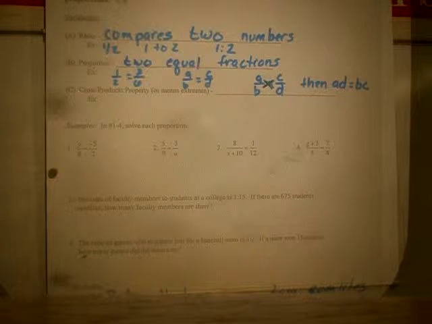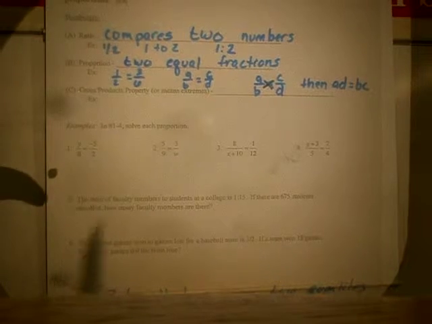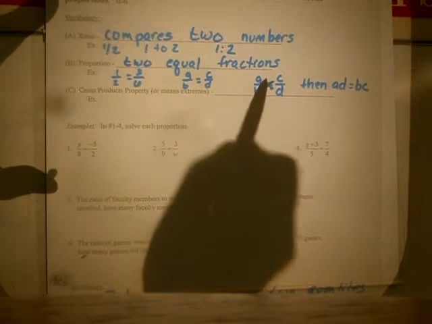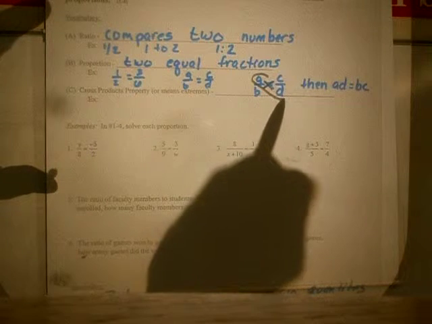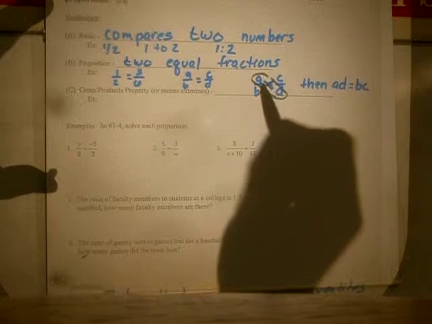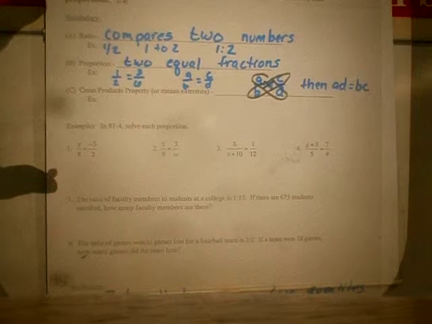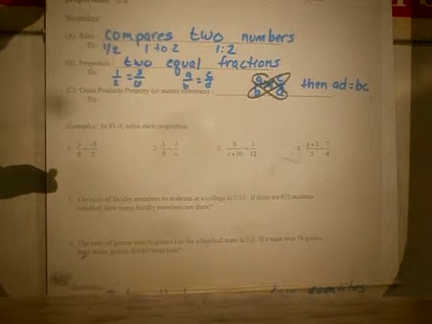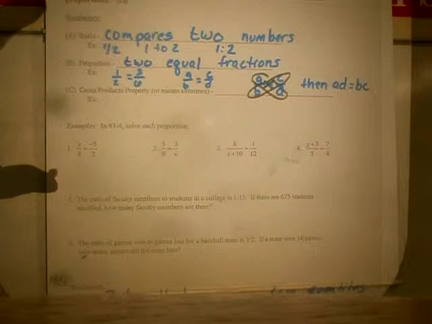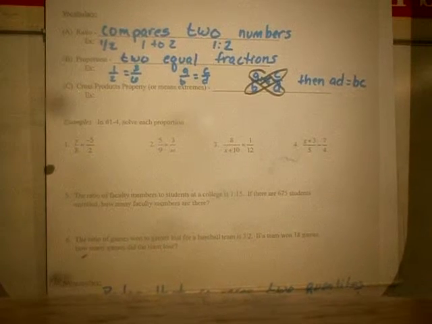And the third definition is the cross products property, or means extremes. The product of the means equals the product of the extremes. If you have a proportion, like A over B equals C over D, if you multiply these two, it equals what you get if you multiply these two. And we're going to use that cross product property to solve these next proportions.